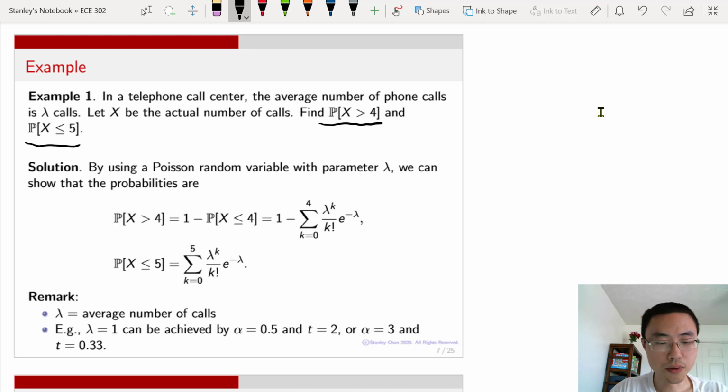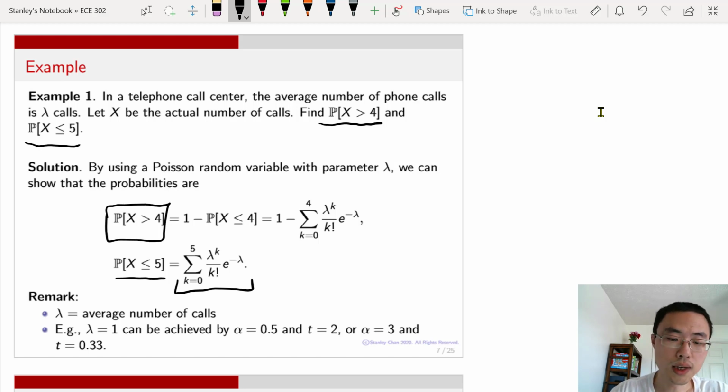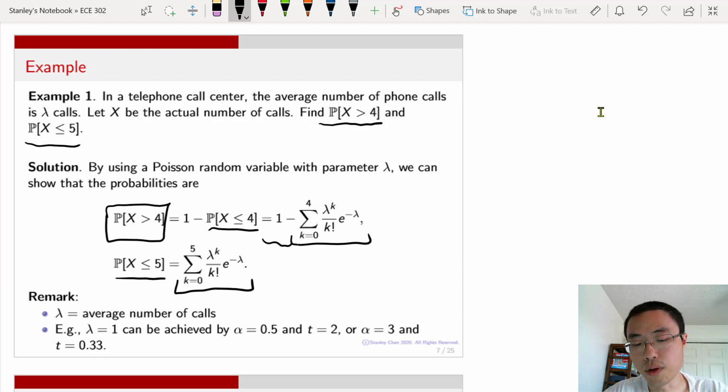For example, if you're looking at x is less than or equals to 5, then you just sum the PMF from 0 to 5. If you're looking at the case where x is bigger than 4, then by the complement, you can calculate the probability that x is less than or equals to 4, and you sum them up, and then you take 1 minus. That would be the number.